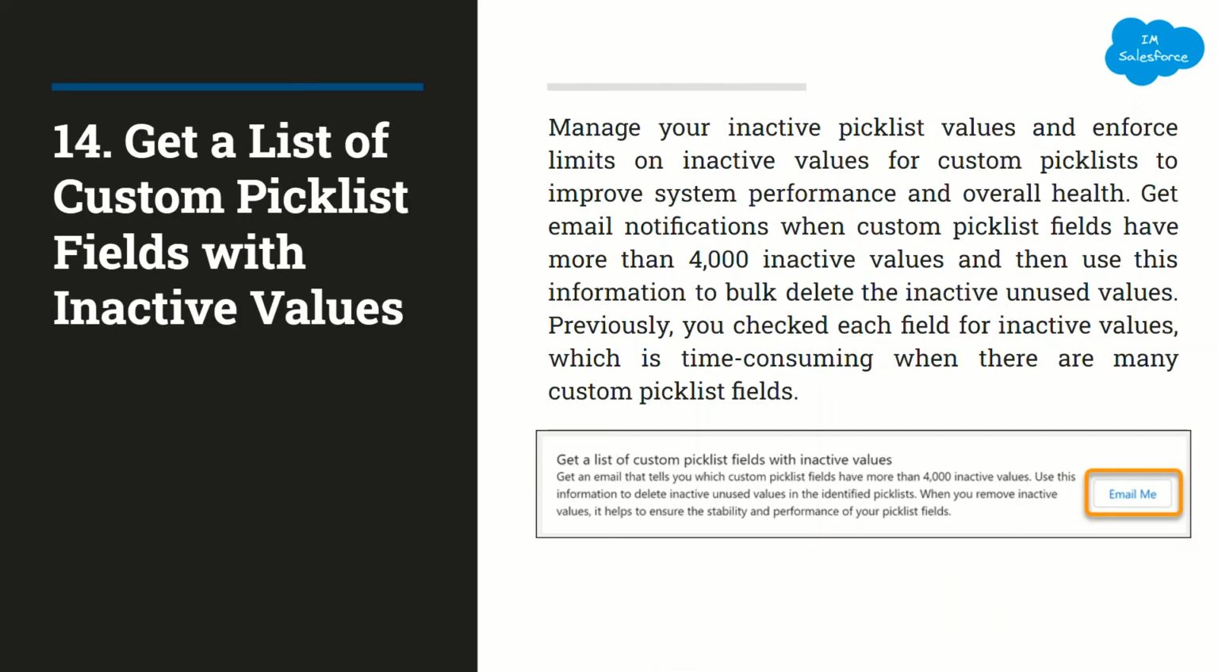Get a list of custom picklist fields with inactive values. If you have more than 4,000 inactive picklist values, previously what we used to do, we just used to click on next to see what all values are inactive, and if we want to use any one of the values, we have to activate that. But now we can just click on email me, and the exhaustive list of those 4,000 inactive values will be there in your mailbox. You can check what value you want, then just go and add that value.